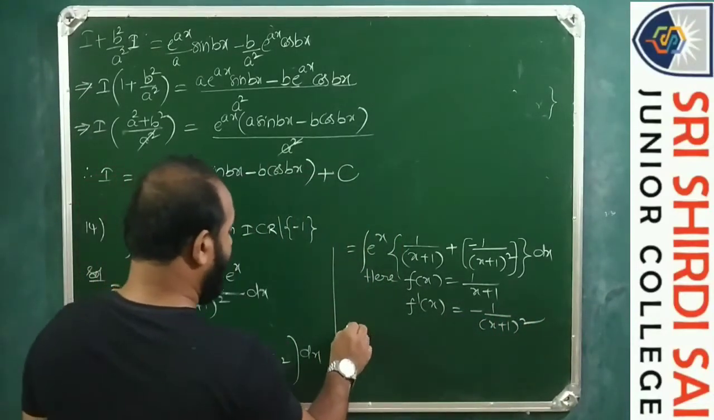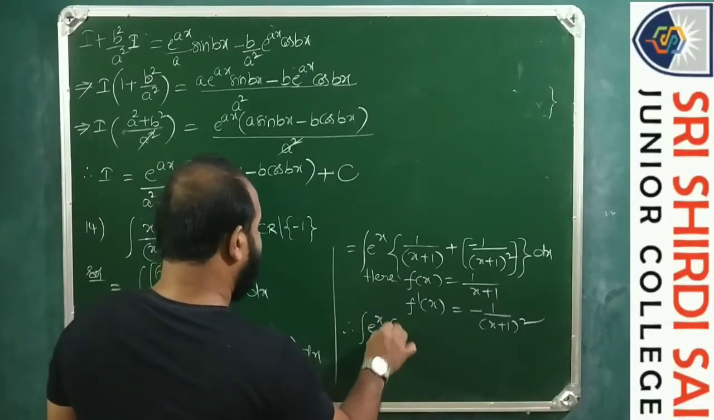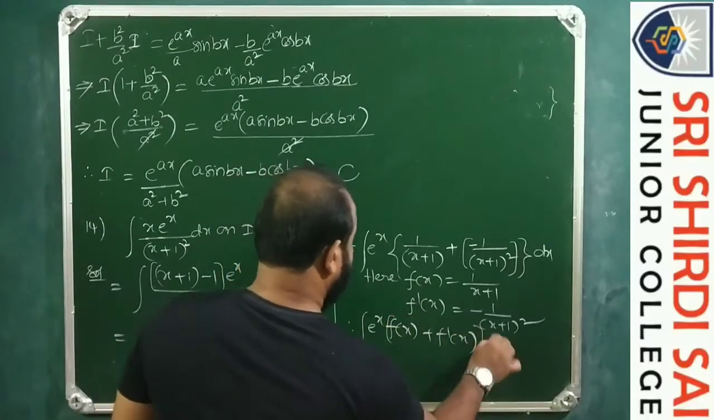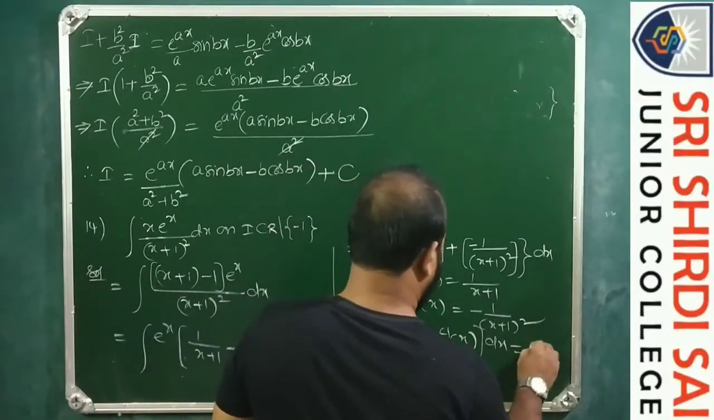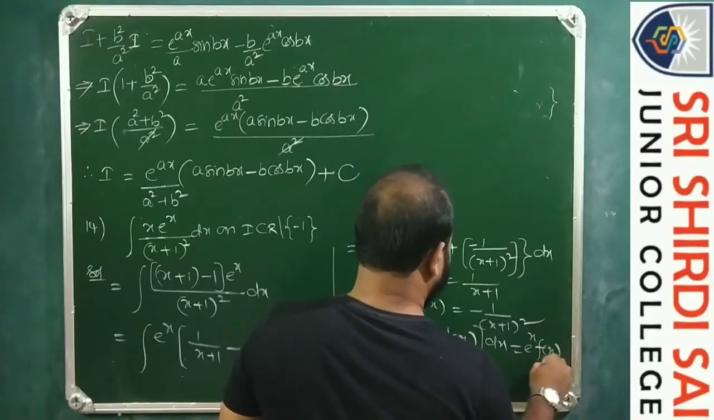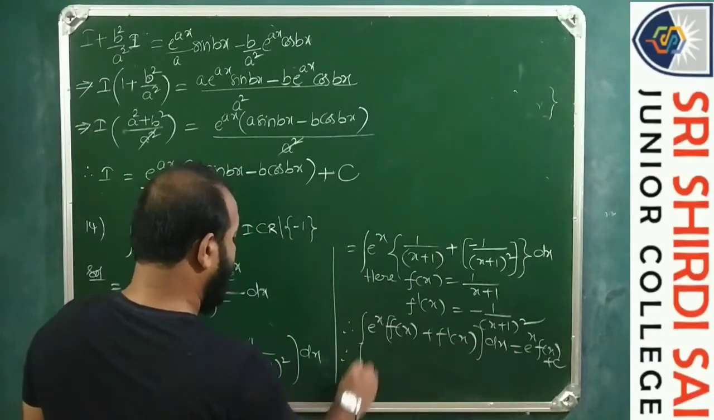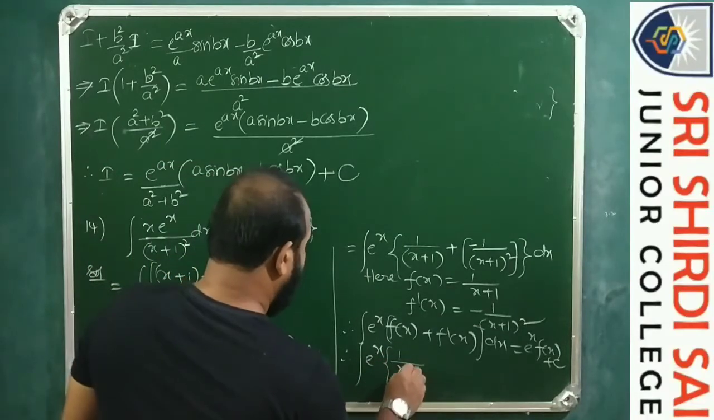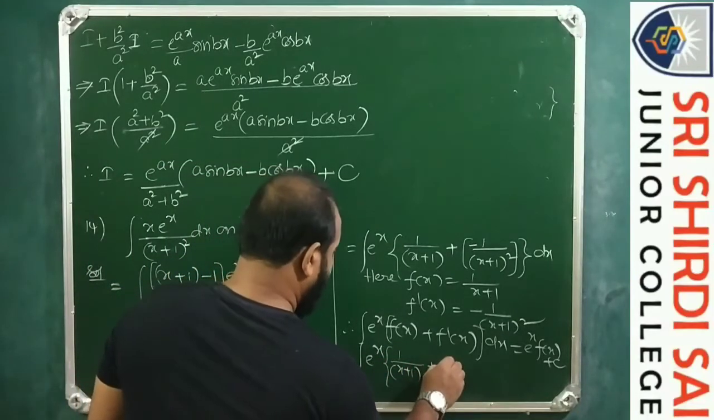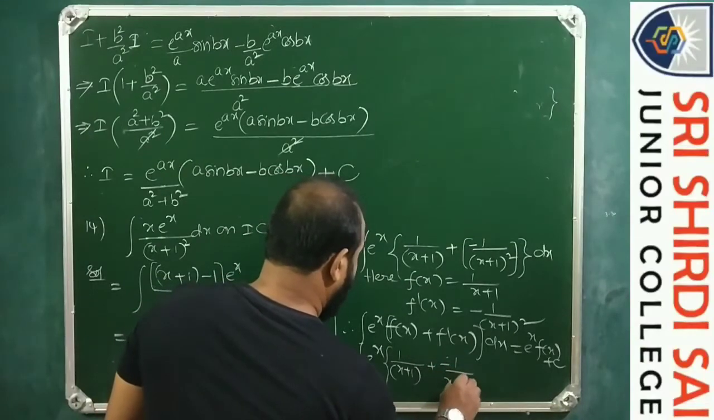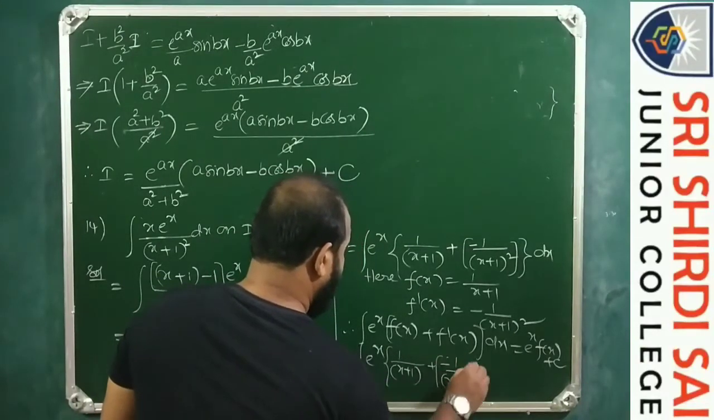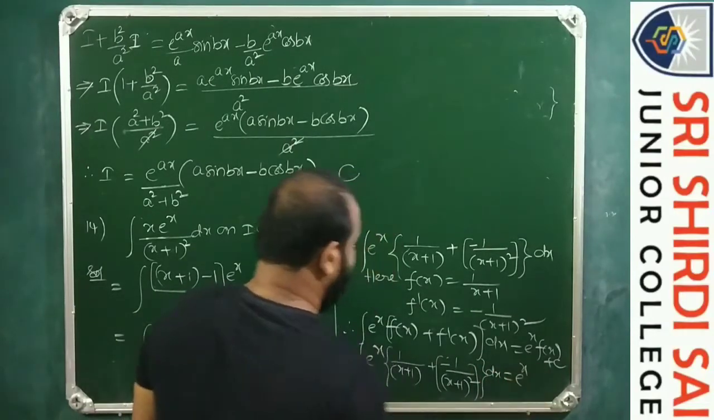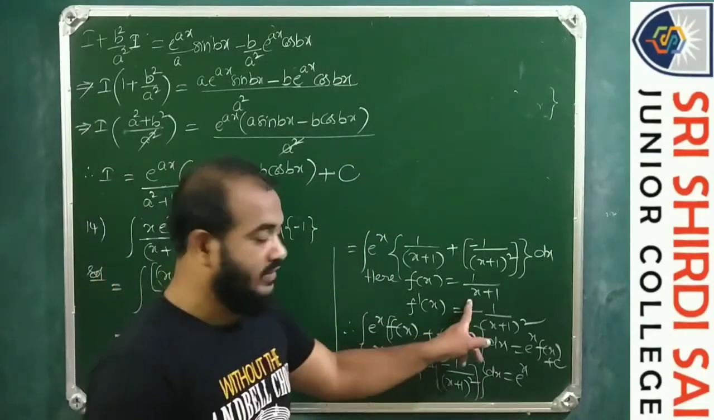Therefore integral e power x into f of x plus f dash x dx is equals to e power x into f of x plus c. Therefore integral e power x into 1 by x plus 1 plus minus 1 by x plus 1 whole square dx is equals to e power x into f of x, which is 1 by x plus 1.